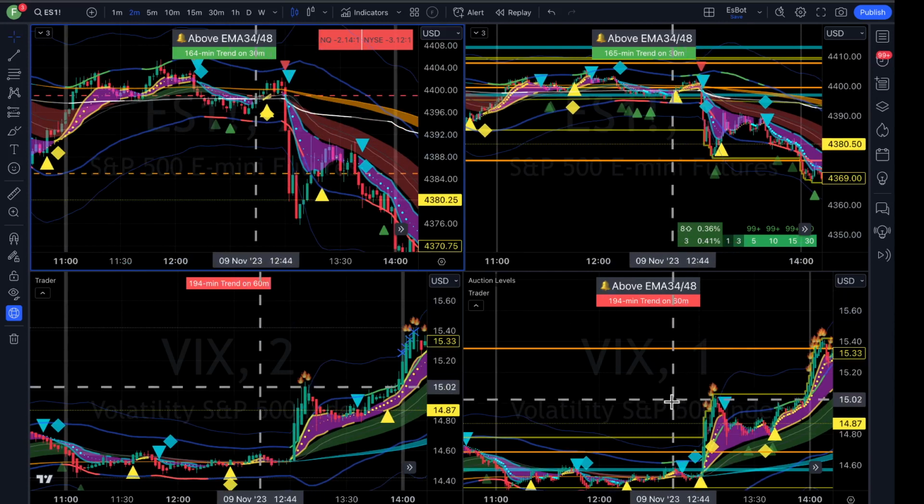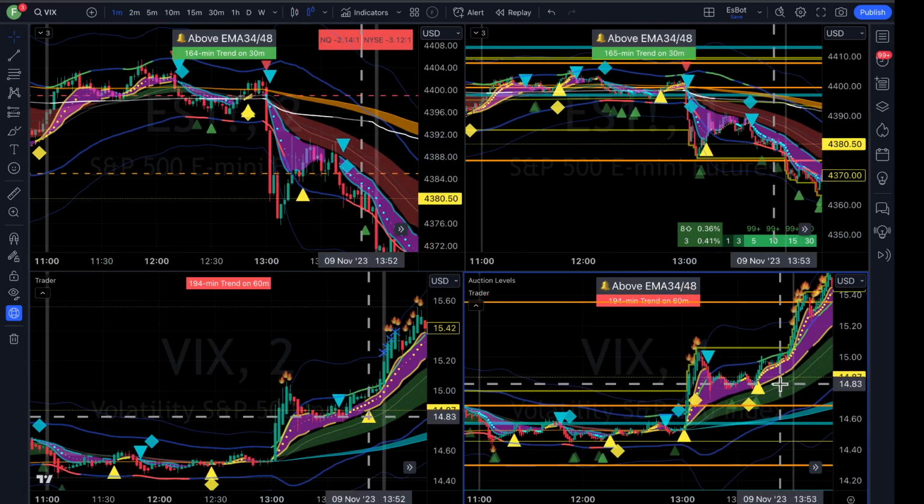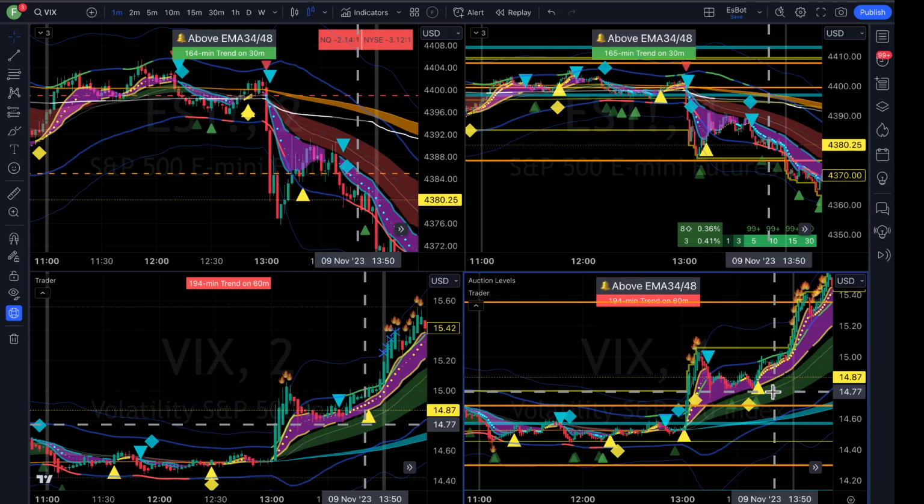First of all, that was a news event. The M2 tool will tell you when there are news events. It will let you know 15 minutes in advance.